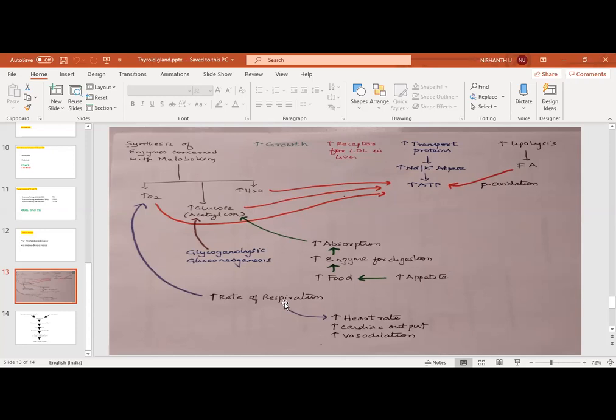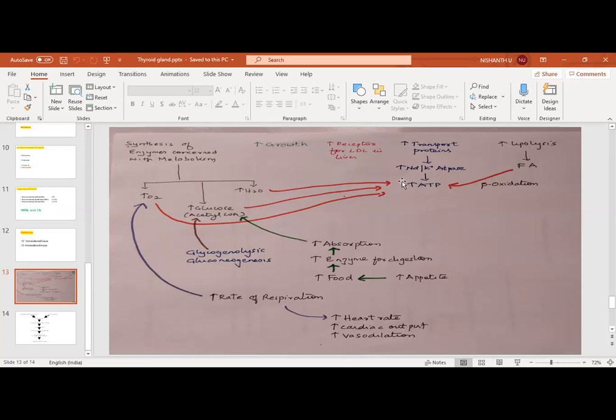So now I think you understand the concept of thyroid hormone. It will support each and every requirement in the body, and thereby this purpose is served.